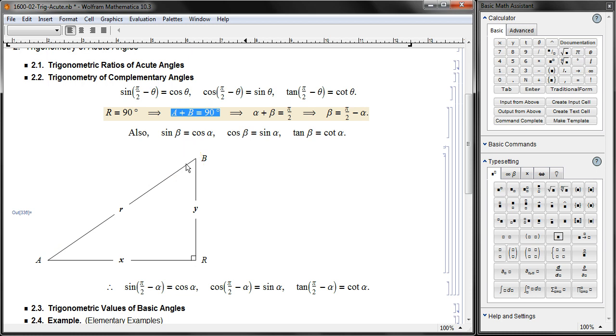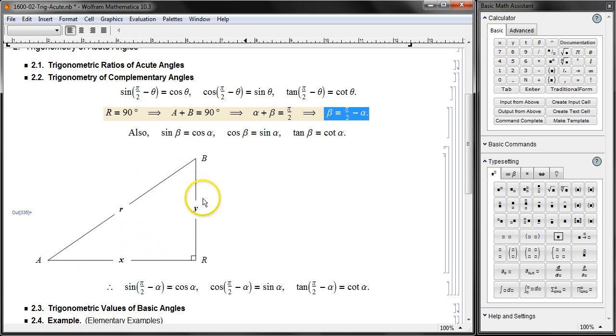Now, let us express them in radian measure, and we're going to need some different notations. So let me use Greek letters. Alpha as this radian measure here, beta as the radian measure over here. Then we have alpha plus beta is pi over 2. Consequently, beta is pi over 2 minus alpha. That's a relationship between angle B and angle A.